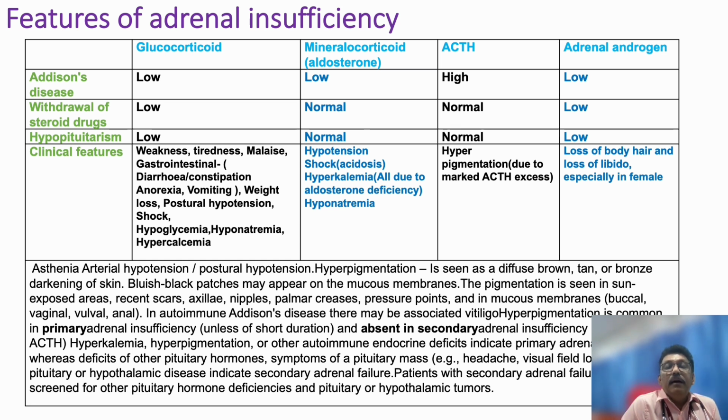ACTH features: hyperpigmentation due to marked ACTH excess, and adrenal androgen deficiency features like loss of body hair and loss of libido, especially in female patients. So the first two things are very important. Hyperpigmentation is very important because in Addison disease that is a classical finding, whereas in other conditions like withdrawal of steroids or hypopituitarism that may not be there, while the other features are almost the same.